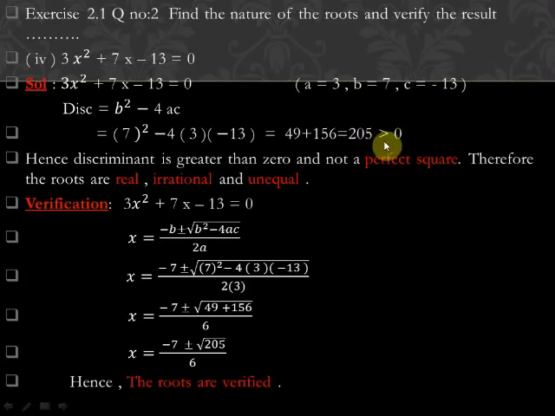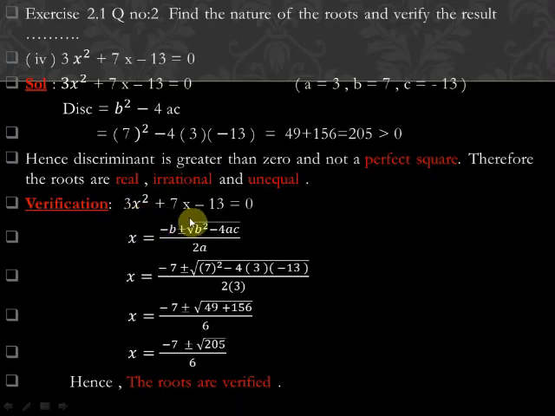Hence, discriminant is greater than 0 and not a perfect square. Therefore, the roots are real, irrational and unequal. Verification.